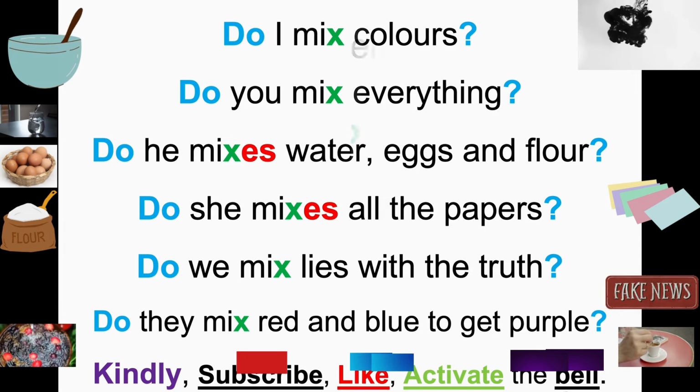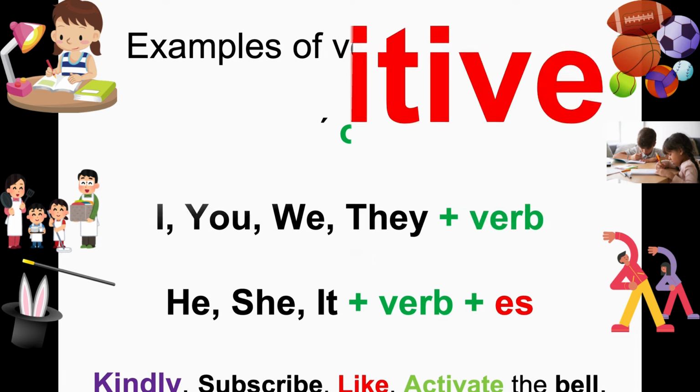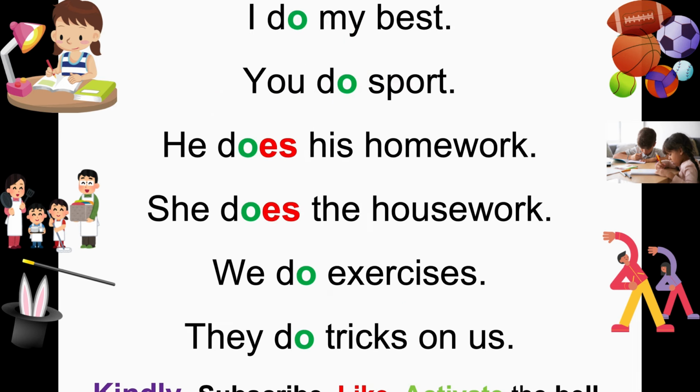Let's continue. In this slide, we are going to deal with two verbs. The first verb is do and the second verb is go. Let's see the positive form. I do my best. You do sport. He does his homework. She does the housework. We do exercises. They do tricks on us.